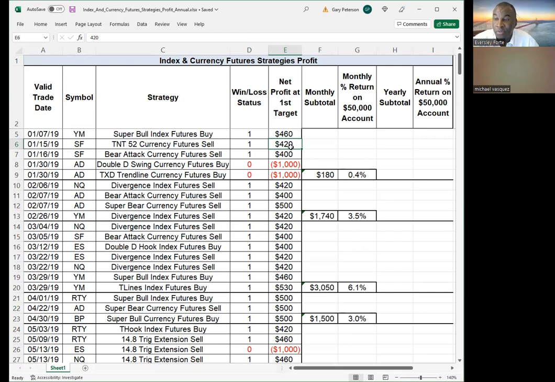So all I can show you is first target. After the first target, you can do whatever you want after that. My question is how that $180 is calculated. Oh, net profit and loss. You had 3 wins at the first target and 2 full losses.